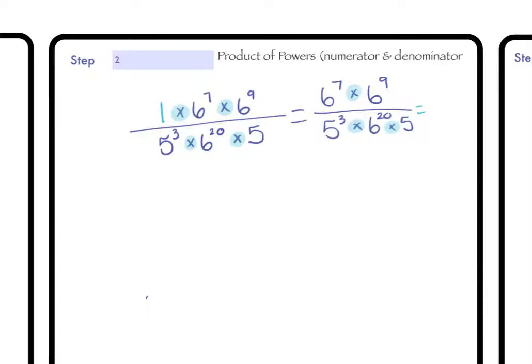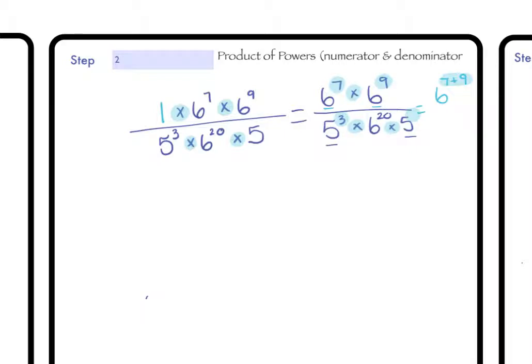So here's my same base, 6 and 6 being multiplied. So I do 6 to the 7 plus 9. And then I go ahead and look at my bottom. So just to recap, make sure that we know that our exponents get added. And at the bottom, I have my 5 and my 5 that have the same base. So those are the ones that I'm going to take care of. So I'm going to add their exponents.